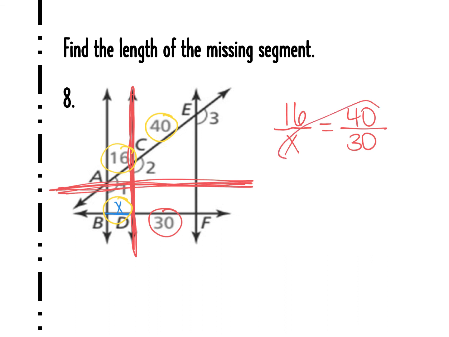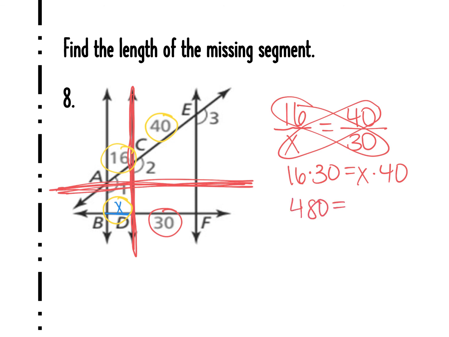Same as always, we're going to go ahead and cross multiply and divide so that we can get our answer. On one side, we have 16 times 30. On the other side, we have X times 40. 16 times 30, when you put it in your calculator, is going to give you 480. And X times 40, you can put them together, it's going to make 40X.